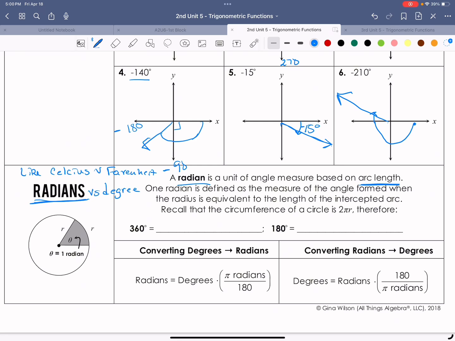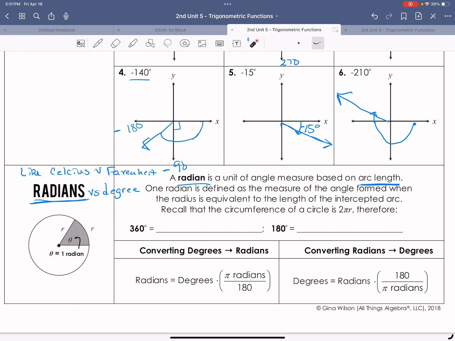Now, the degree is based on the 360 rotation all the way around your circle. A radian is actually the length of the radius. If you took the radius like this and spun it around so that it was on the edge of the circle and you curved it, those two measurements are going to be the same. This is the same as 1 radian.